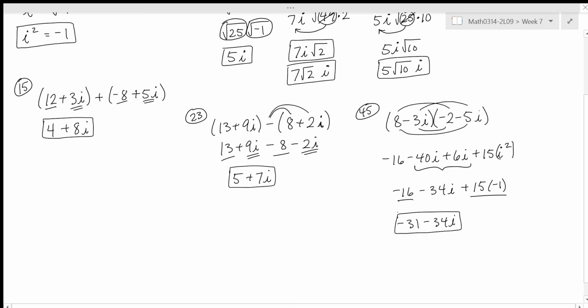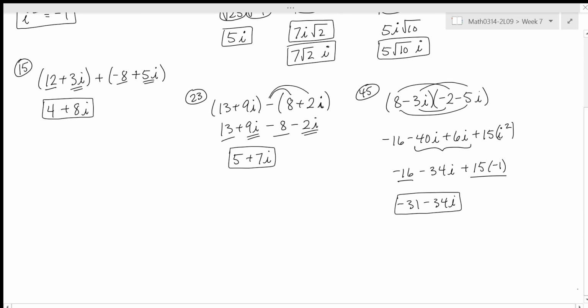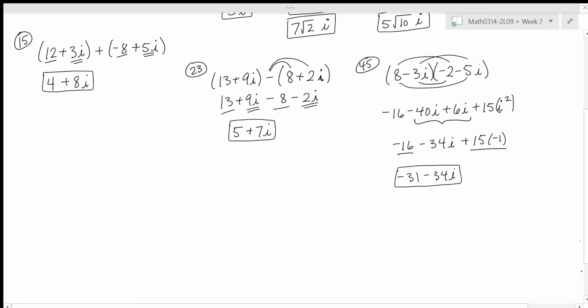And there's my final answer. Now, did anybody happen to type that into their calculator and see if it gives the same answer? You did? And it worked? Oh, yeah. Anybody have any questions about the FOIL method with complex numbers? Anybody? No? Okay. Let's see if I have anything else.